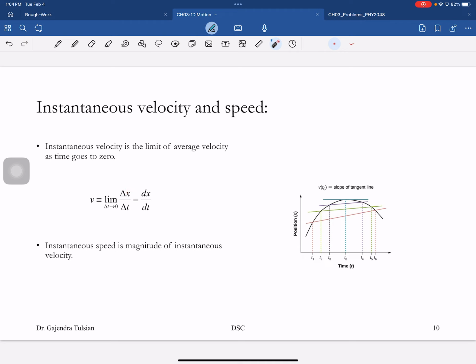So the average velocity between these two times is the slope of this line. And as you make the interval smaller and smaller, that line progressively changes, and eventually that line becomes a tangent in the limit delta t going to 0. So dx by dt is the slope of the tangent line.